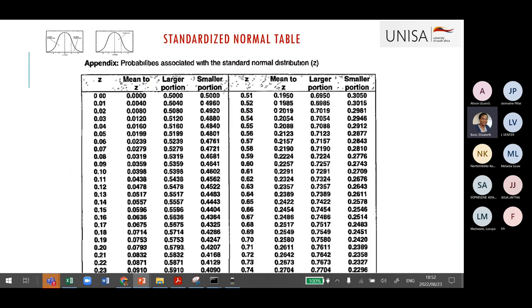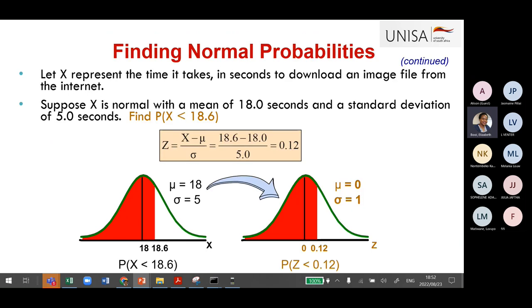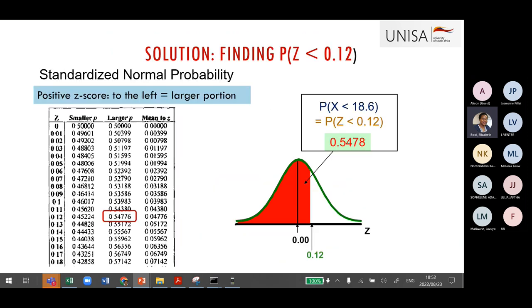I'm not going to come to this table, I've already showed you the table, and I'm not going to do the example. We've used that one. Like I said, we're going to run through it as quickly as possible. So you can see that for X of 18, to find the probability, we find the Z value. The Z value is 0.12, and because it's positive and it is less than, we go to the larger side and we find the probability.